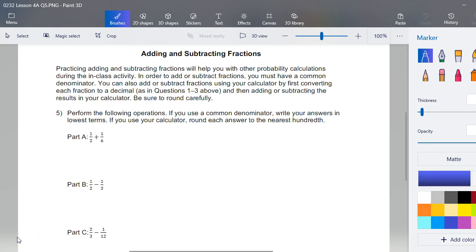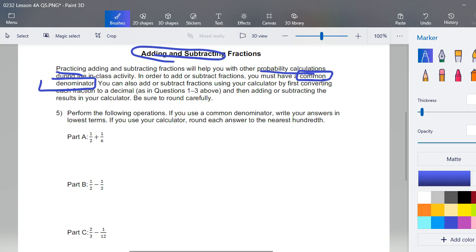Now we are in our last section for this lesson. Adding and subtracting fractions. We looked at changing fractions to decimals. We've looked at multiplying fractions and reducing them. Now you need to be very comfortable adding and subtracting fractions. Practicing this is going to help you when we start looking at probability in our Math 1332 class. But in order to add or subtract fractions, you've got to have a common denominator.